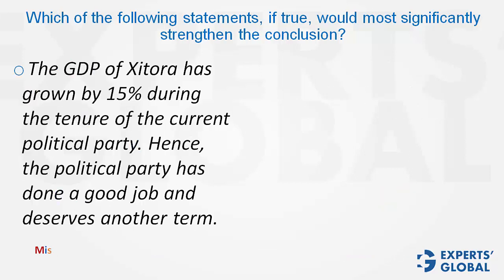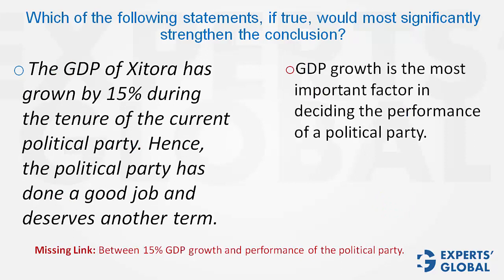The same argument, the same missing link, another answer choice. GDP growth is the most important factor in deciding the performance of a political party. Once again, this fills the missing link between the premise that the GDP has grown by 15% and the conclusion that the party has done a good job. Please do not get into evaluating the answer choice, because the language of the question is: which of the following statements, if true.